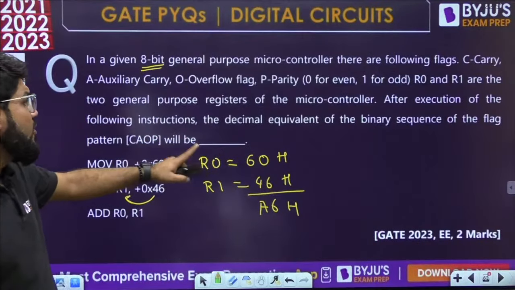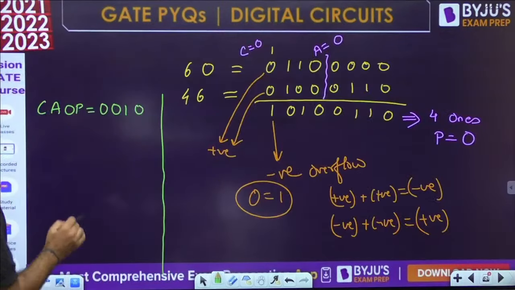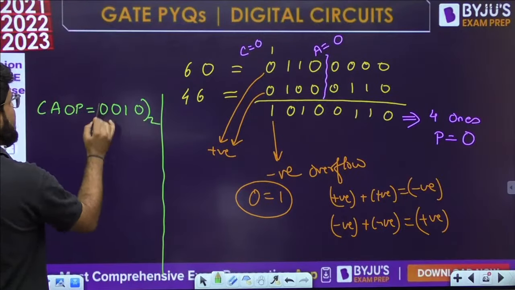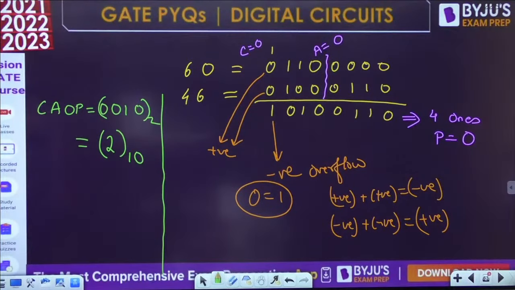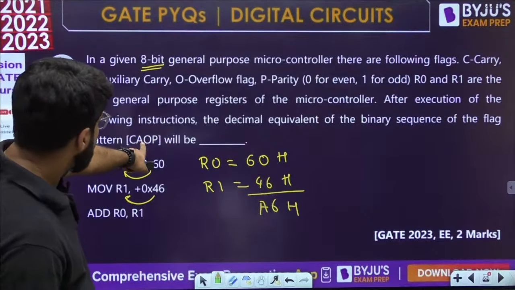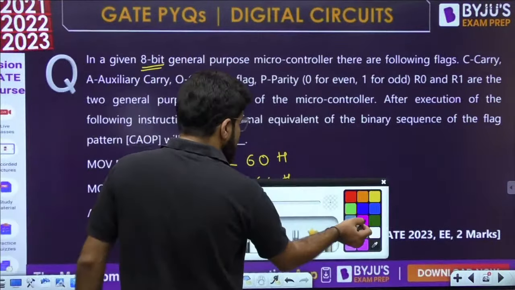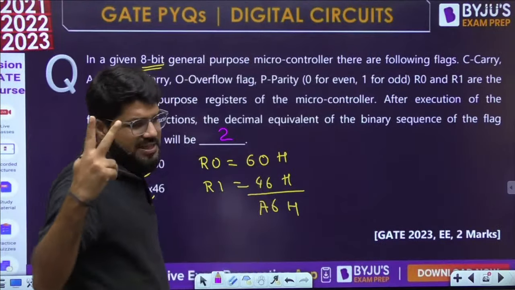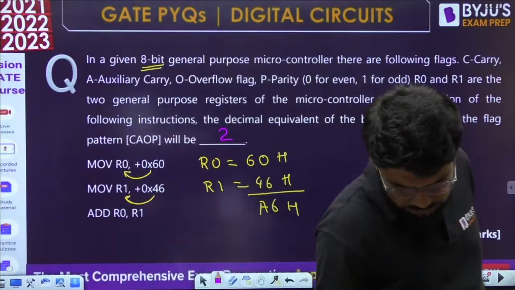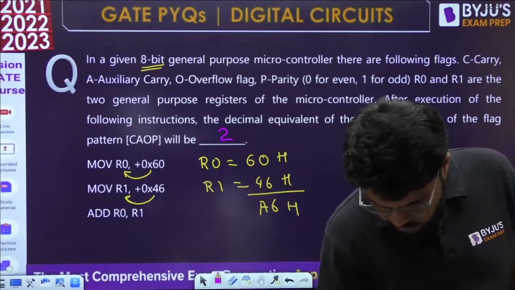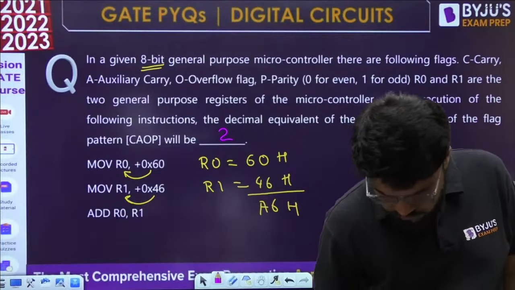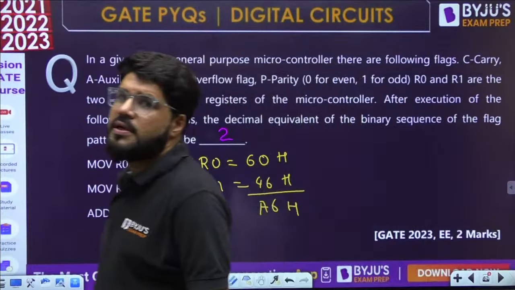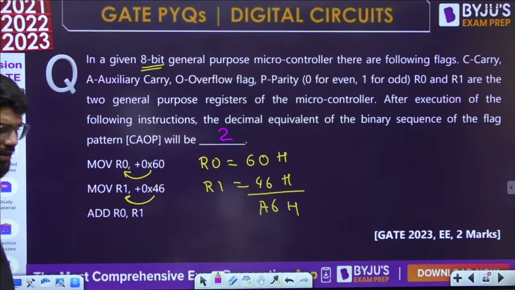What is the decimal equivalent of the binary sequence CAOP? So this is the binary sequence CAOP, 0010, which in decimal is just 2, so the answer is 2. Only overflow was set, so 0010, correct. So the final answer in decimal format is equal to 2.